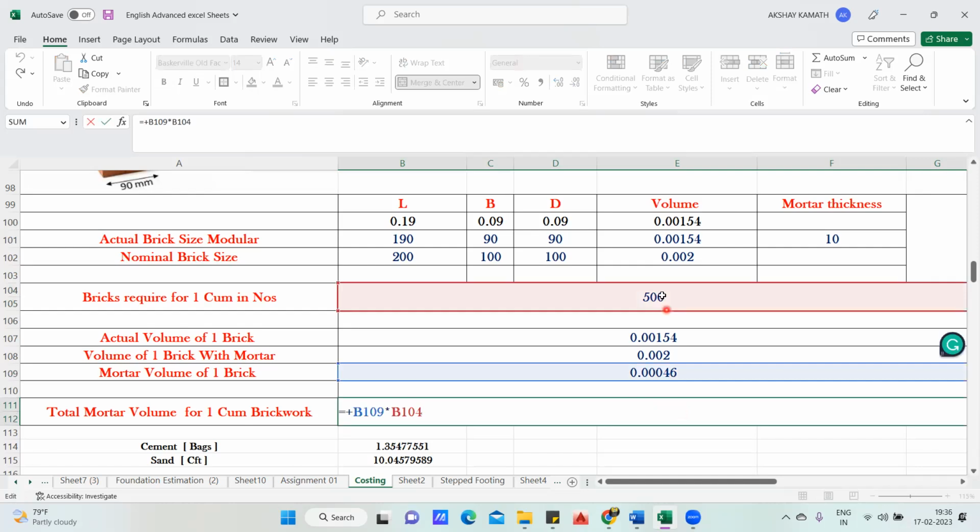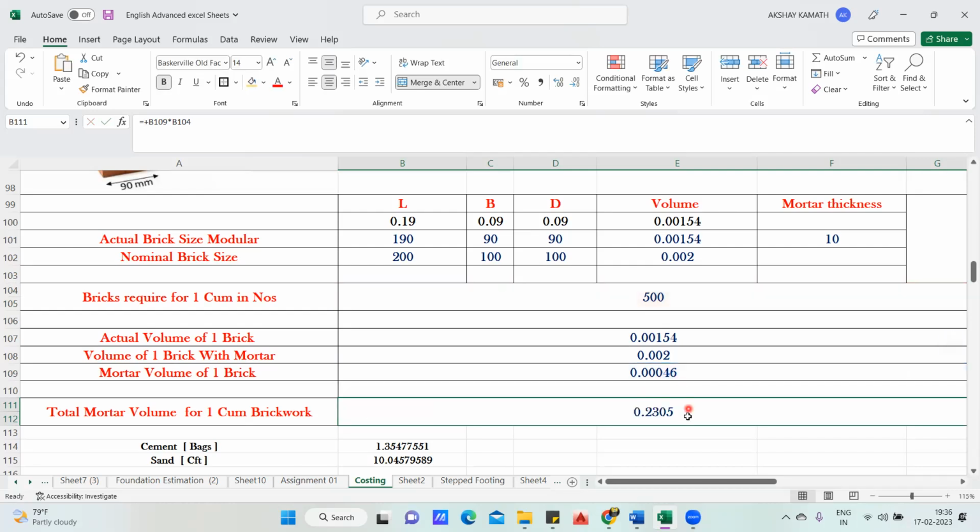So what I'll do, 500 I'll multiply by 0.00046. I'll get 0.2305 cubic meter of mortar is required. So if you remember this, it's well and good.